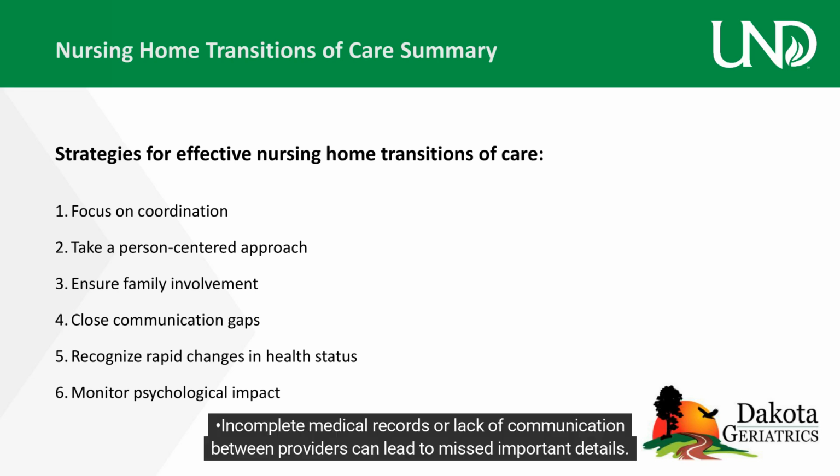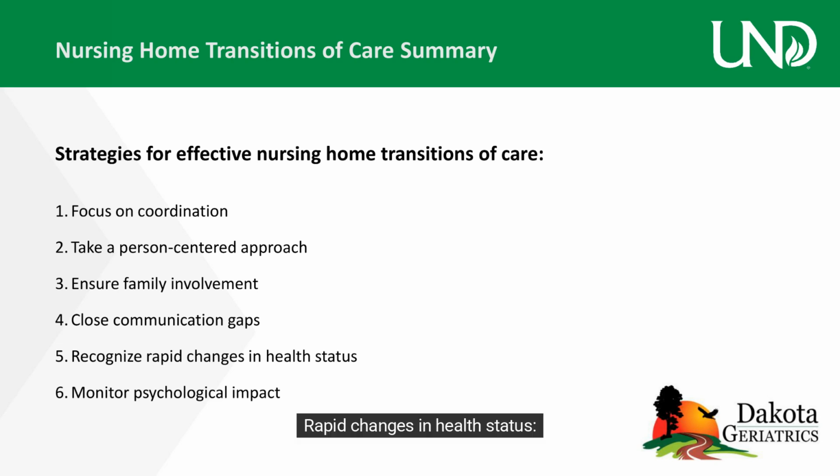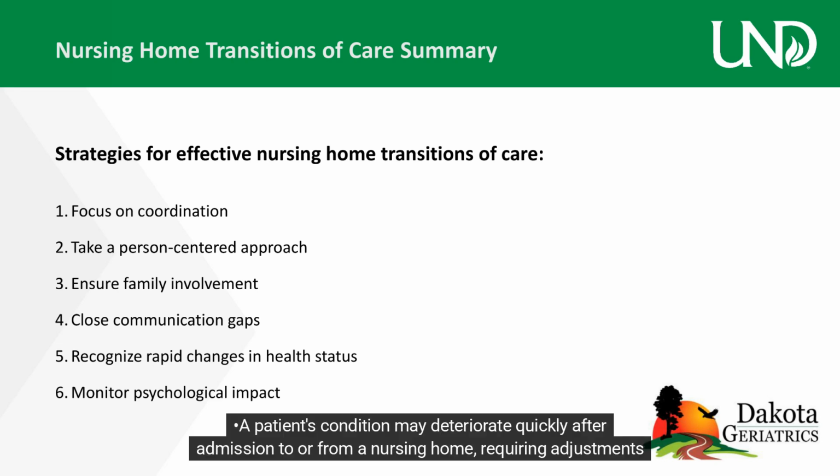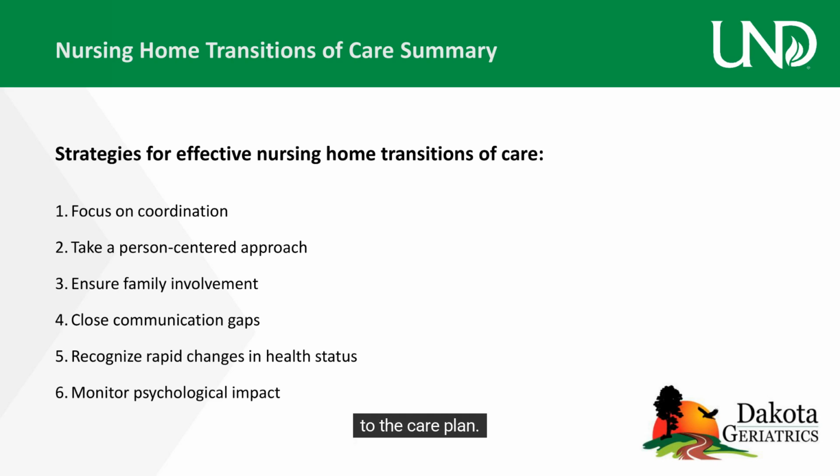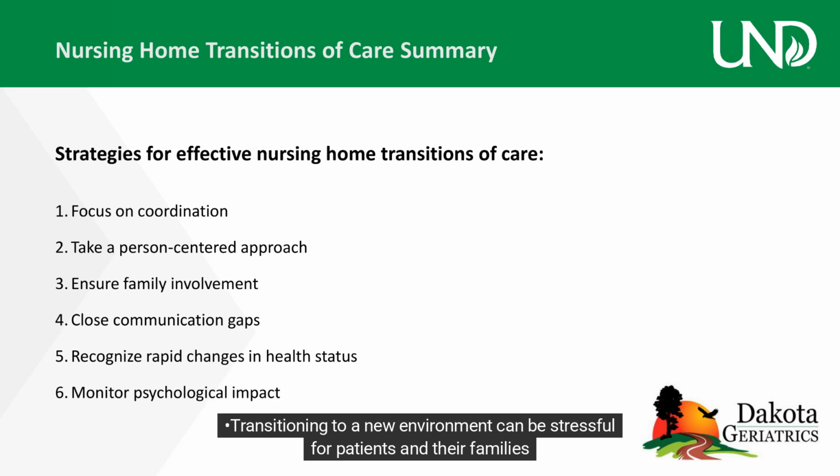Close information gaps. Incomplete medical records or lack of communication between providers can lead to missed important details. Rapid changes in health status. A patient's condition may deteriorate quickly after admission to or from a nursing home, requiring adjustments to the care plan. Monitor psychological impact. Transitioning to a new environment can be stressful for patients and their families.